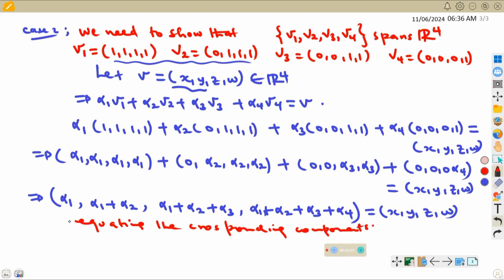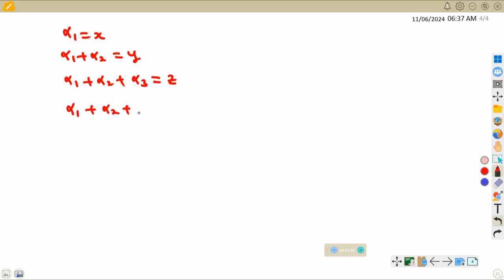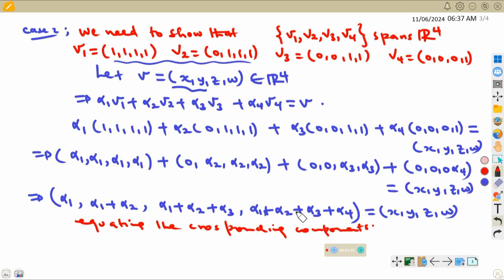So when we do that, we shall be able to equate alpha 1 with x. So we obtain alpha 1 is equal to x. Next we shall have alpha 1 plus alpha 2, which is equal to y. Next we shall have alpha 1 plus alpha 2 plus alpha 3, which is equal to z. Next we shall have alpha 1 plus alpha 2 plus alpha 3 plus alpha 4, which is equal to w. So x, y, z, then w.